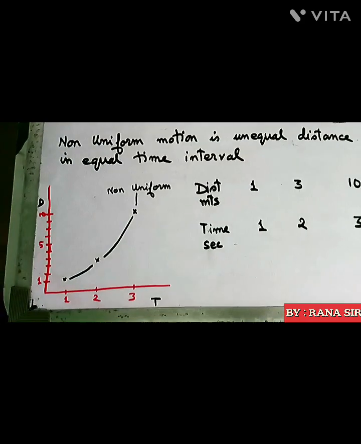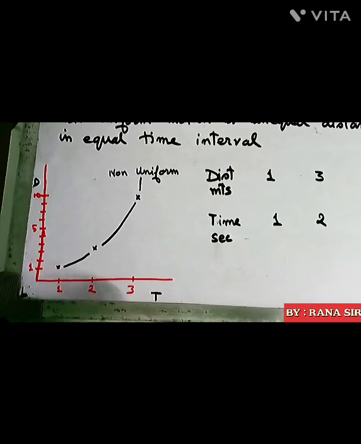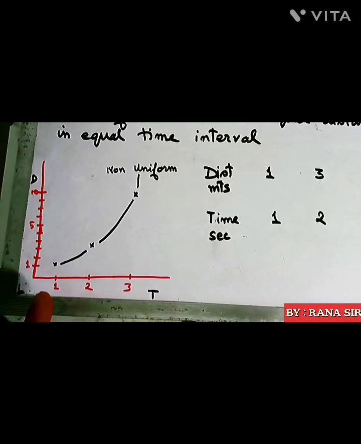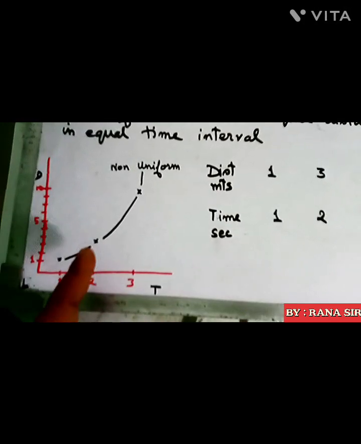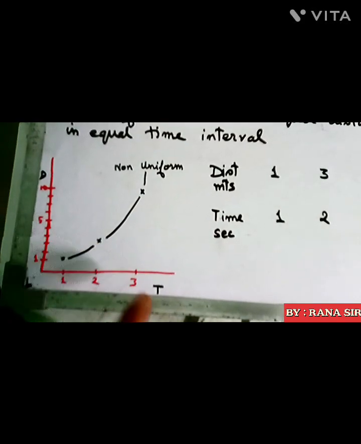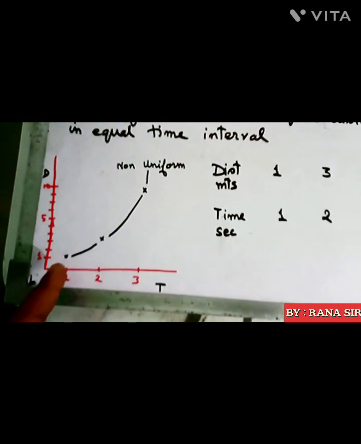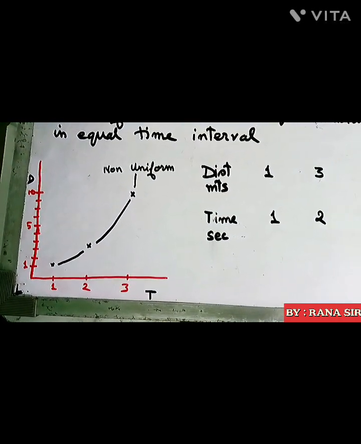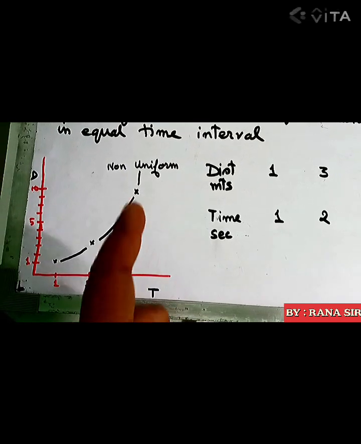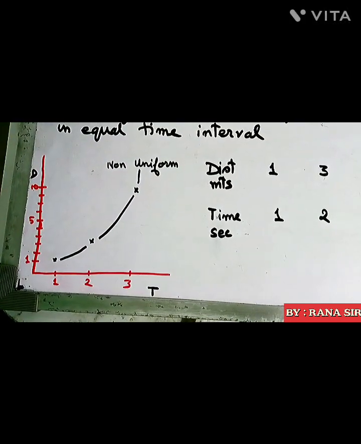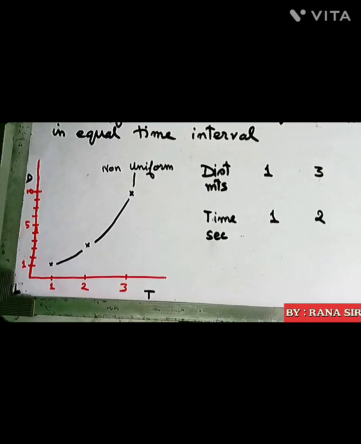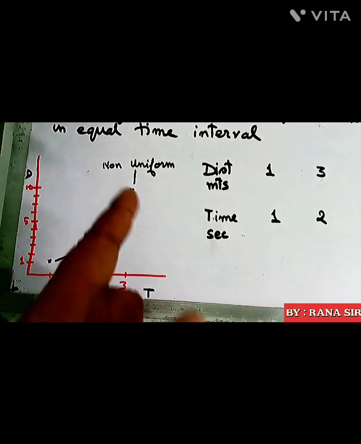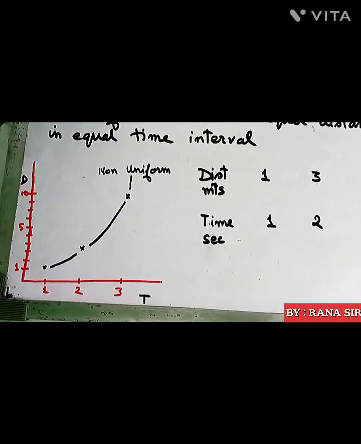So if we plot this in a graph, x-axis is time, y-axis is distance. In 1 second it is 1 meter. In 2 seconds it is 3 meters. In 3 seconds it is 10 meters. So the graph is not a straight line but a curved line. So it's non-uniform motion, denoting variable speed. Uniform motion, uniform speed. Non-uniform motion, variable speed. Okay.